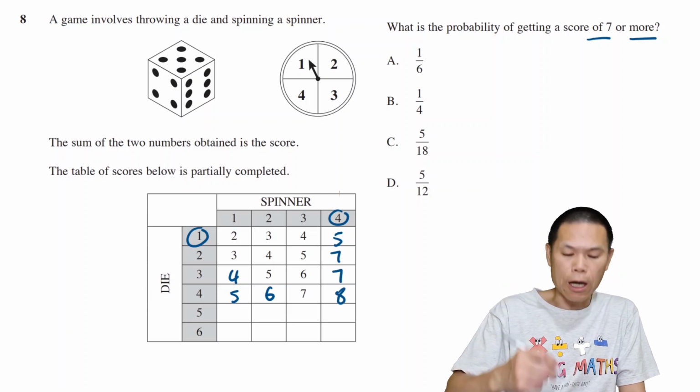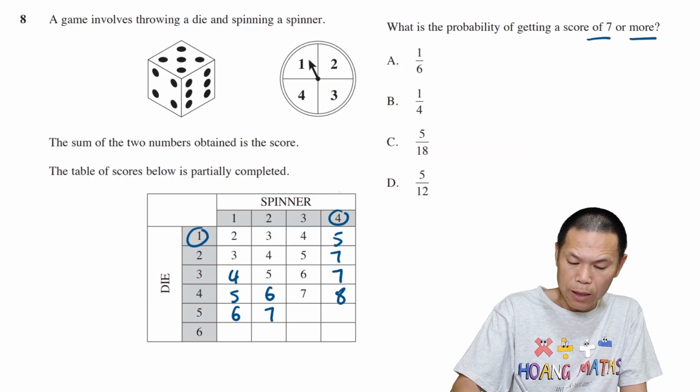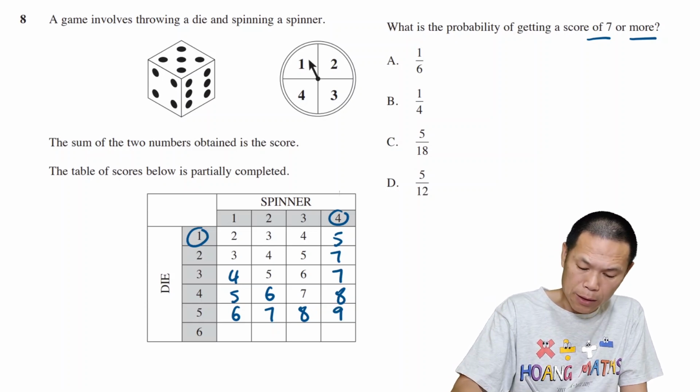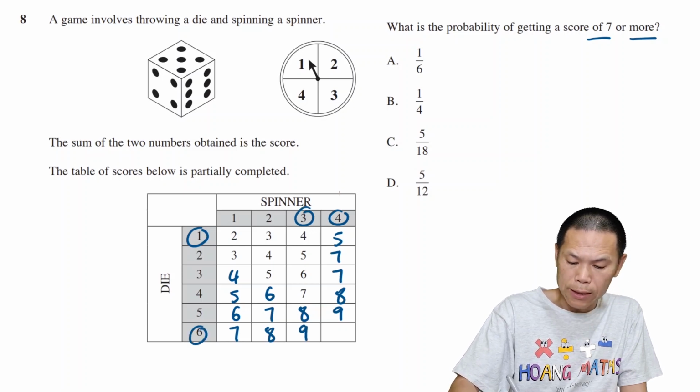And let me just quickly complete this first. So 5 plus 1 is 6. 2 plus 5 is 7. 3 plus 5 is 8. 4 plus 5 is 9. And 1 plus 6 gives me 7. 2 plus 6 is 8. 3 plus 6 is 9. And 4 plus 6 is 10.